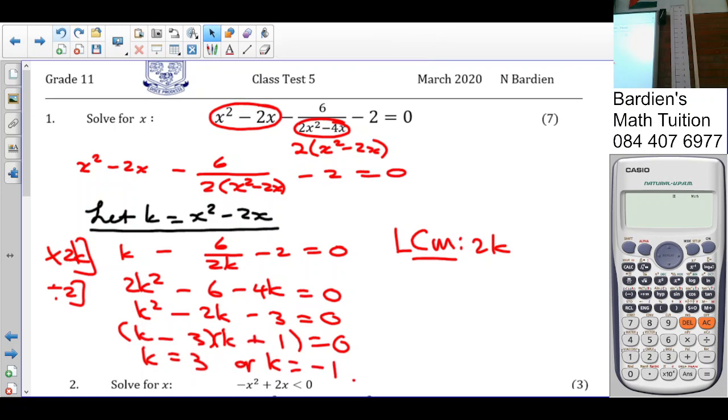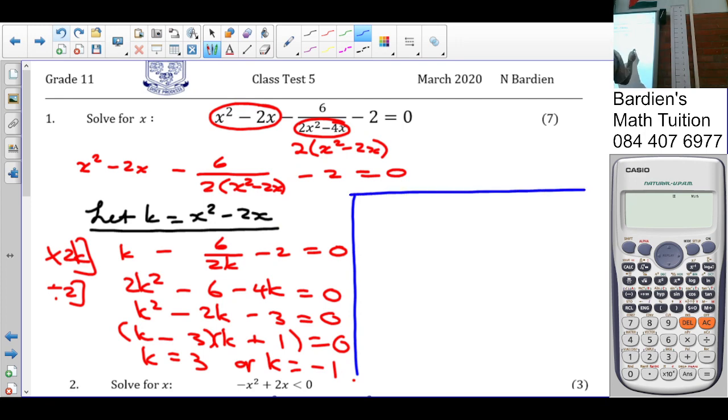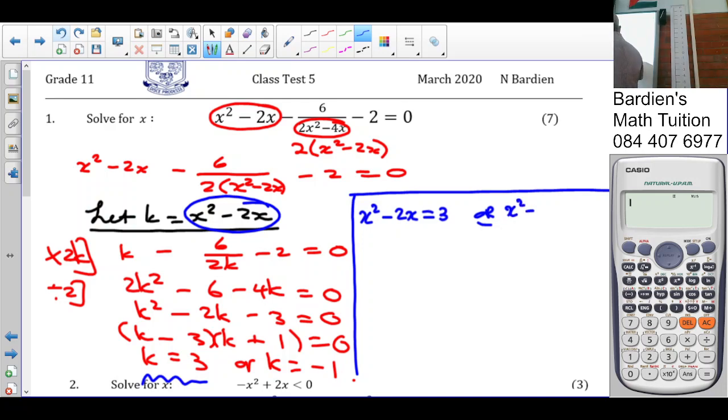But they haven't answered the question. No, the question was to solve for x. So looking at this here, if k is equal to 3, but k is x squared minus 2x, then that means you say x squared minus 2x is equal to 3, or x squared minus 2x is equal to negative 1, which is the other root. Okay?